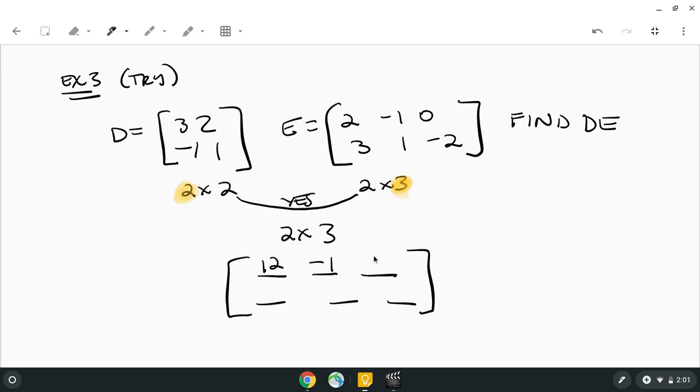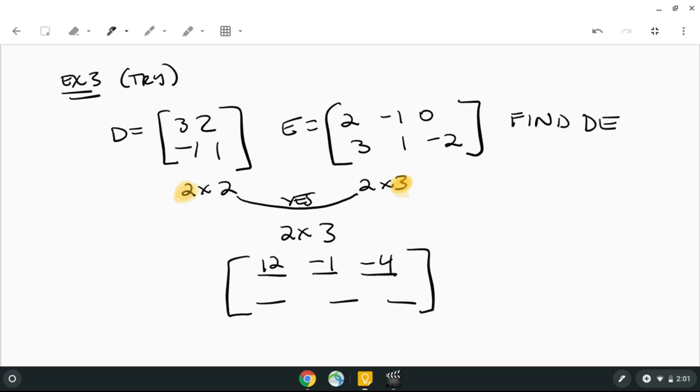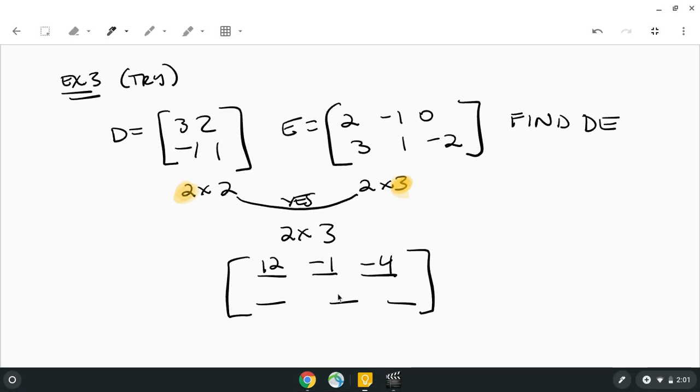Still in the first row, third column. So first row, third column. 3 times 0 is 0. 2 times negative 2 is negative 4. Okay, now I'm on my second row. So now I can start using the negative 1, 1. Negative 1 times 2 is negative 2. 1 times 3 is 3. 3 and negative 2 is 1.